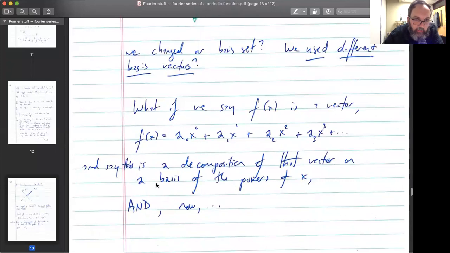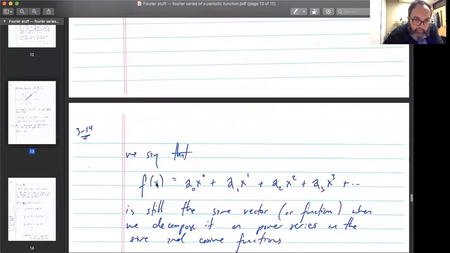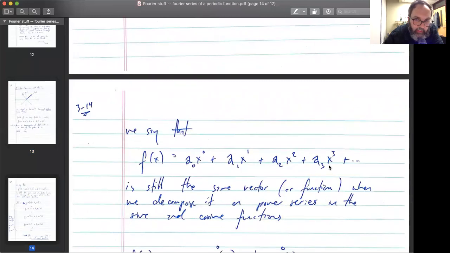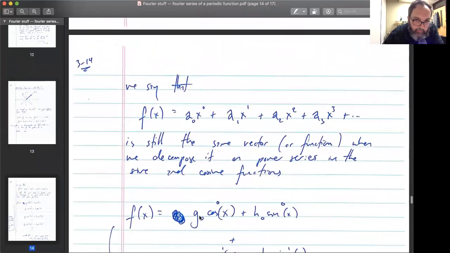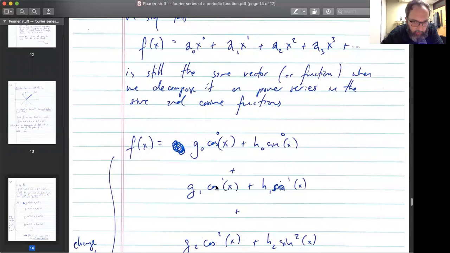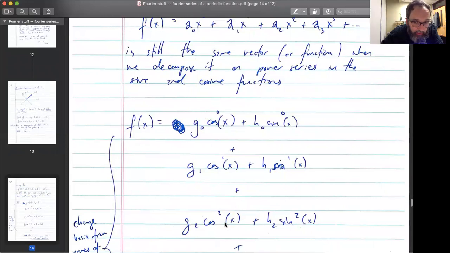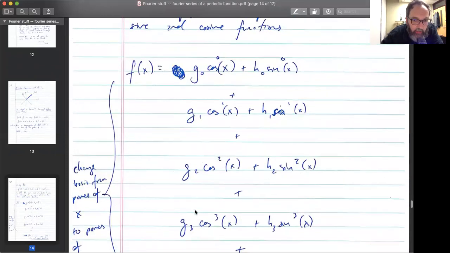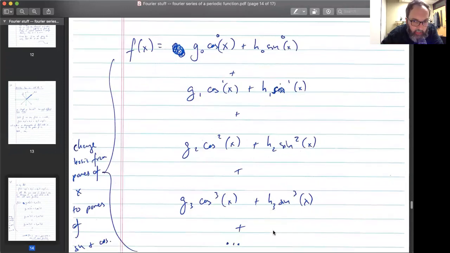But now, here's the exciting part. You should be on the edge of your seats. Let's say that that vector is the same vector, but we're going to decompose it onto a power series in the sine and cosine functions. So f of x will be equal to g naught, some coefficient, times cosine to the 0th power of x, plus h naught, just a coefficient, sine to the 0th power of x, plus g1 cosine of the first power of x, h1 sine of the first power of x, plus g2 cosine squared of x plus h2 sine squared of x, plus g3 cosine cubed, h3 sine cubed, and so on.